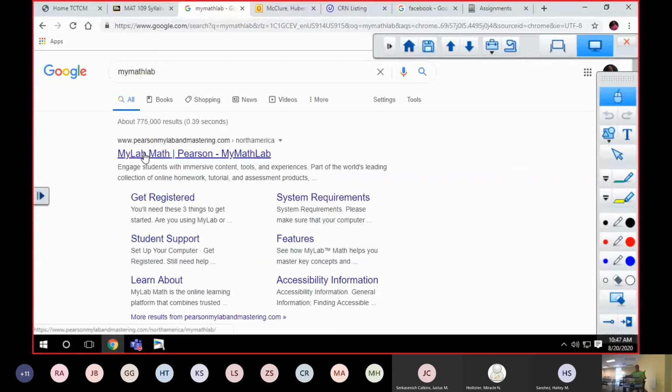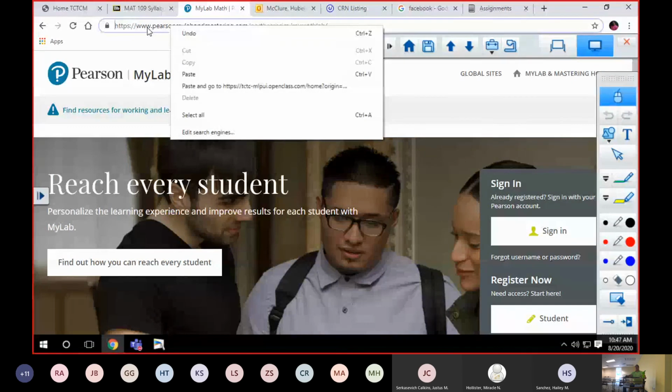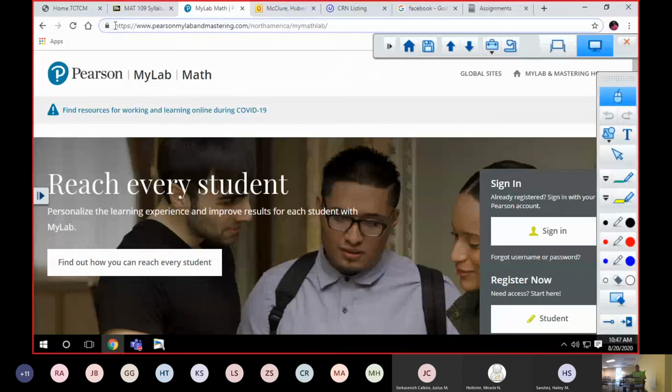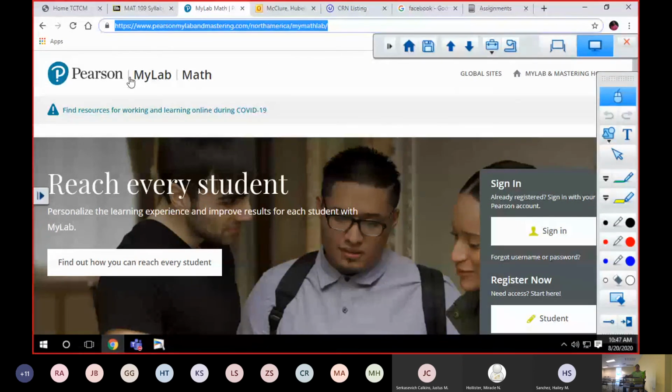Right there, MyMathLab.com. I'm going to send this to you right now, so you will have it, and you type in your new username and password. Now, if you made your new username and password the same as your MyLabs Plus, that's fine.